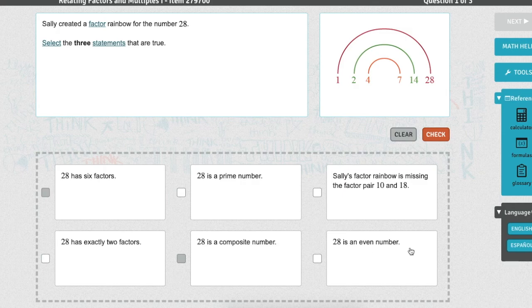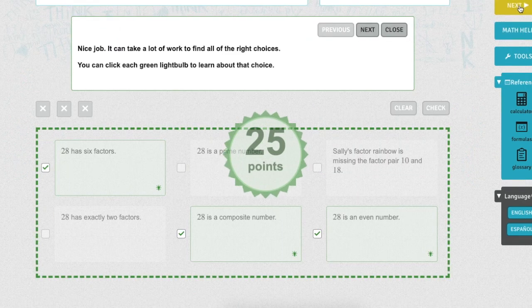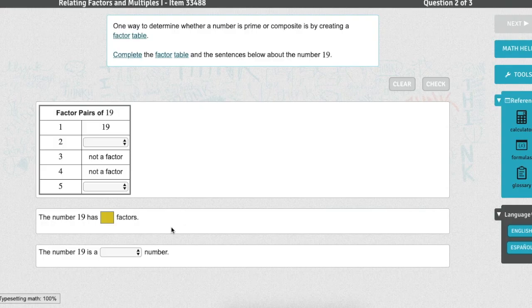Okay. And then 28 is an even number. Can I count by 2s to get there? Yeah. So that would make that even. All right. The next question.